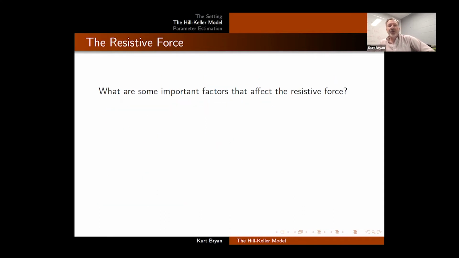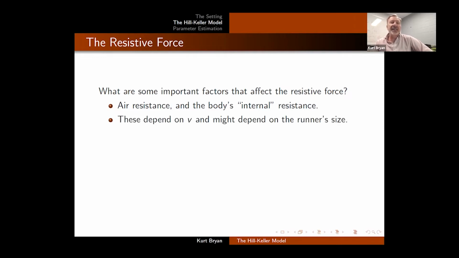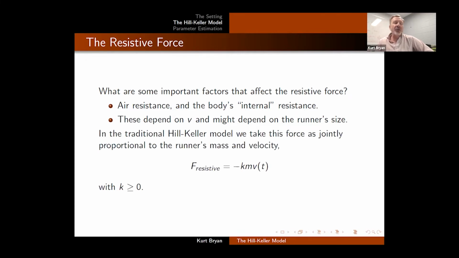The resistive force. What are some factors that affect the resistive force? So again, we take a poll in class, people throw out ideas. Well, obviously the first things they throw out are air resistance, or the body's own internal resistance to motion. Those are obvious things. And of course, what do they depend on? I ask them. Well, it depends on how fast the runner's going, right? You run faster, presumably there's more resistance. It might depend on the runner's size, like the propulsive force. And after paring down their ideas on what factors are important, I gently lead them to this model that's traditional in the Hill-Keller model.